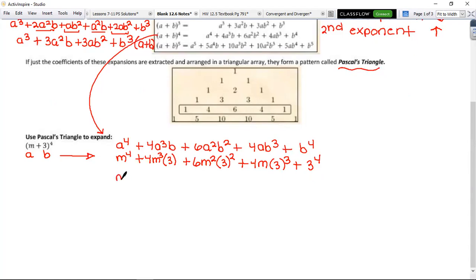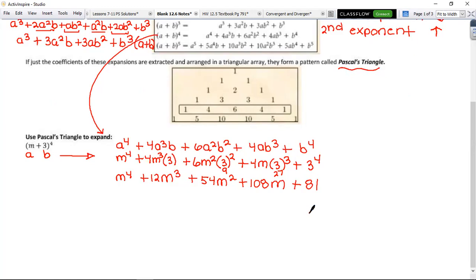So I get m to the 4th plus 12m to the 3rd. Answer is always in standard form. 3 squared is 9. Multiplied by 6 is 54. M squared plus 3 cubed is 27. 27 times 4 is 108m. And 3 to the 4th power is 81, and you are done. So again, it's a little shortcut.